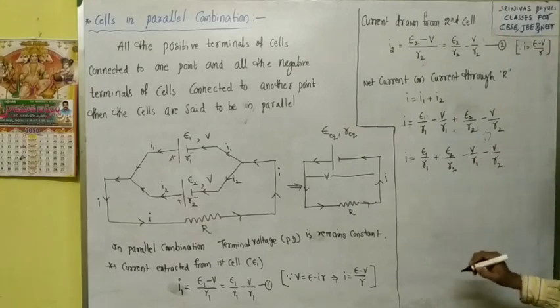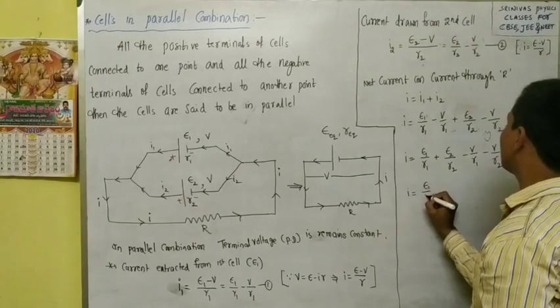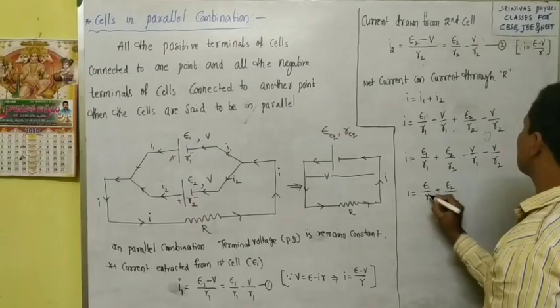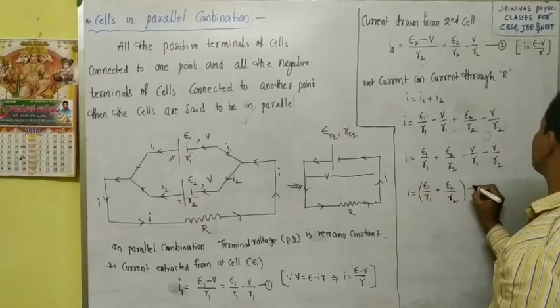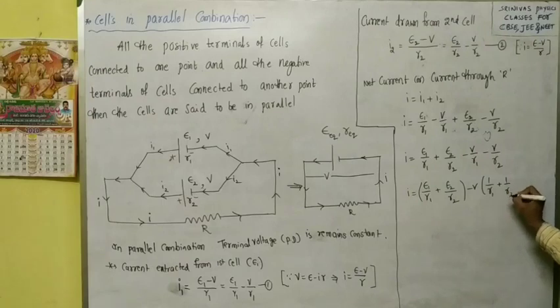V terms to one side. Here we write E1 by R1 plus E2 by R2, next minus V is common here, so we get 1 by R1 plus 1 by R2. Okay, this is equation 3.